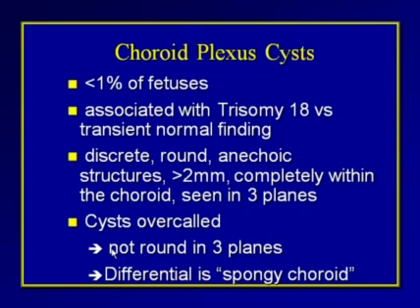Choroid plexus cysts are discrete, round, anechoic structures. They should measure over 2 millimeters, and they should be completely within the choroid. In addition, you ought to be able to turn on a choroid plexus cyst and see it in every plane of imaging. When cysts are overcalled mistakenly, it's typically because it's not a true cyst. The lesion is not round in 3 planes, and it more likely is something that we call a spongy choroid.